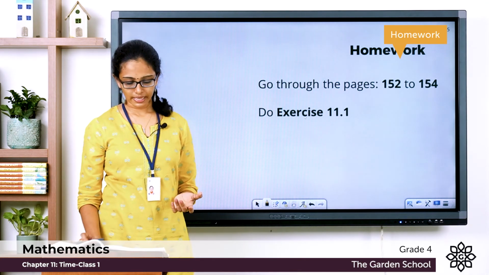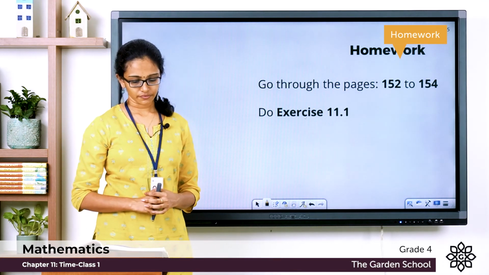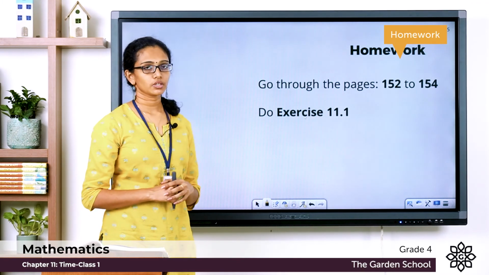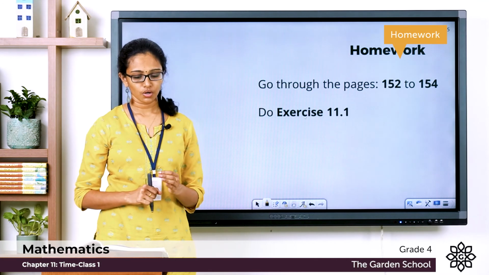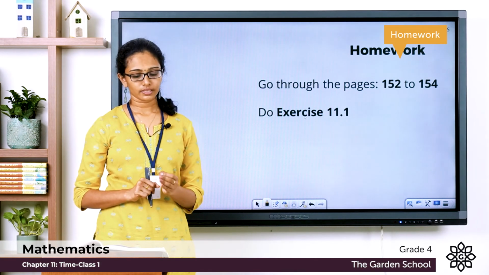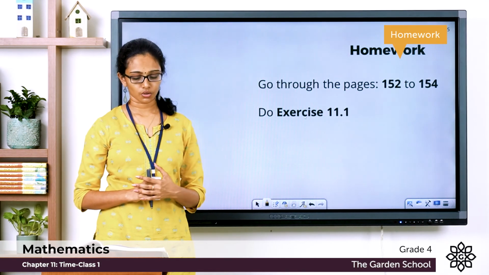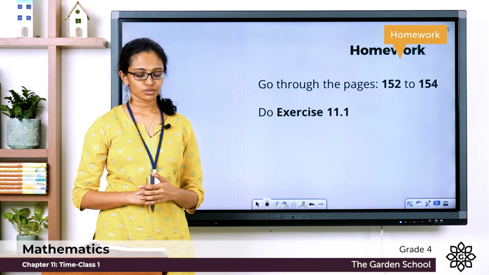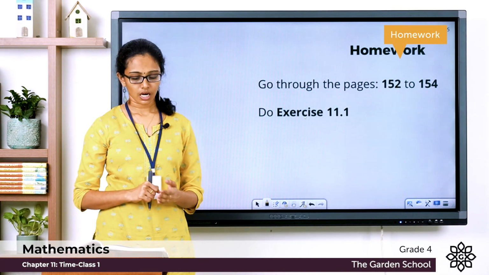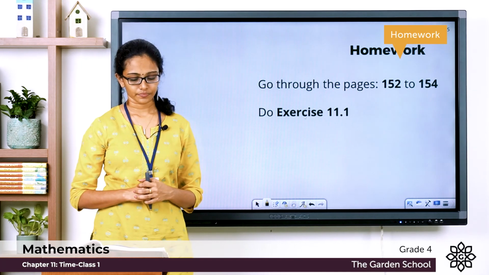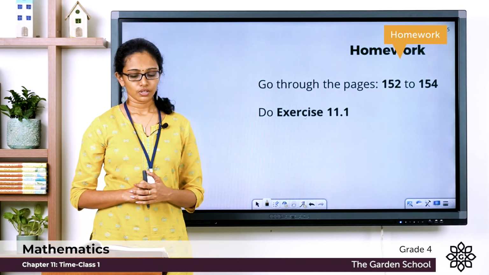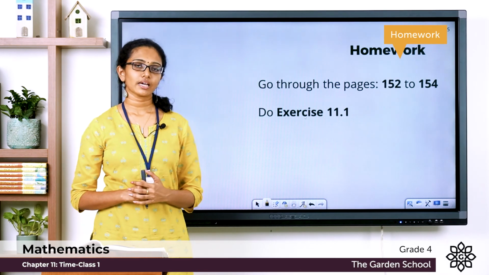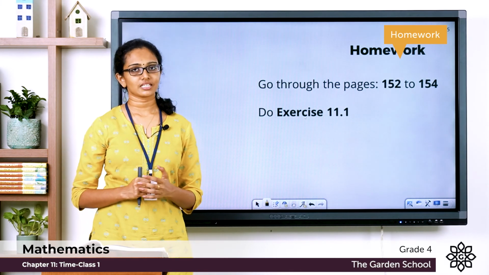And also in page number 154, you have the exercise 11.1. There are 2 questions given there. The first question is to read and note down the exact time shown on the different clocks. And the second question is to draw the hands on the clocks according to the time given. So these are very simple exercises which you can do in your textbook itself. So go through the topic and do the exercise and then take a picture and send us through Teams.